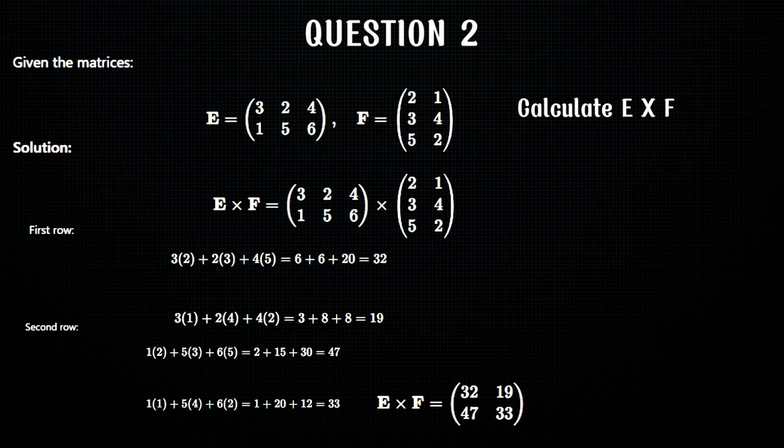Now, therefore, by putting all these values together, the product of matrix E and F will give us, calling my figures in columns, 32, 47, and 19, 33. So that makes it a 2 by 2 matrix as our final answer.